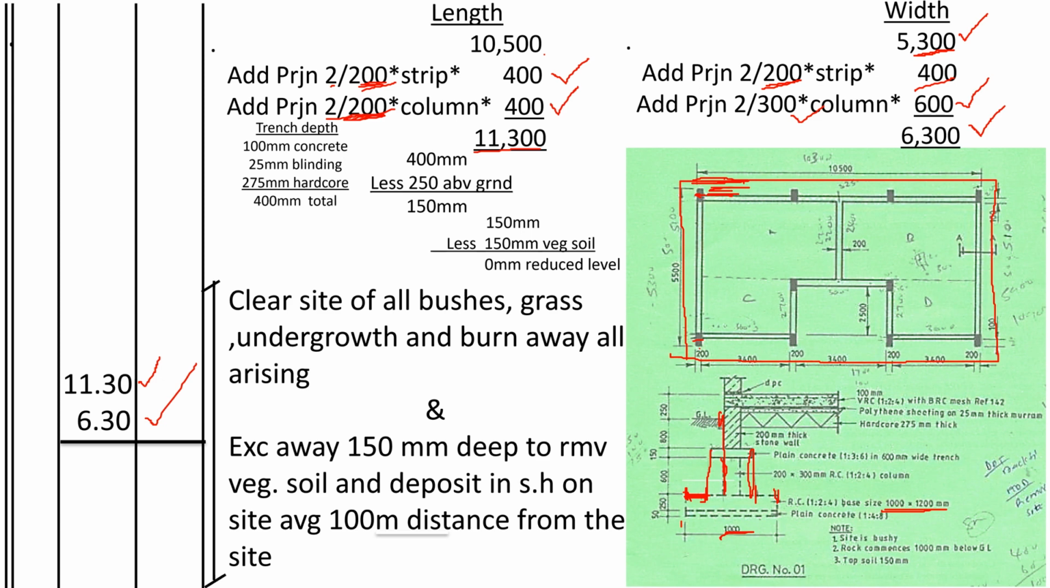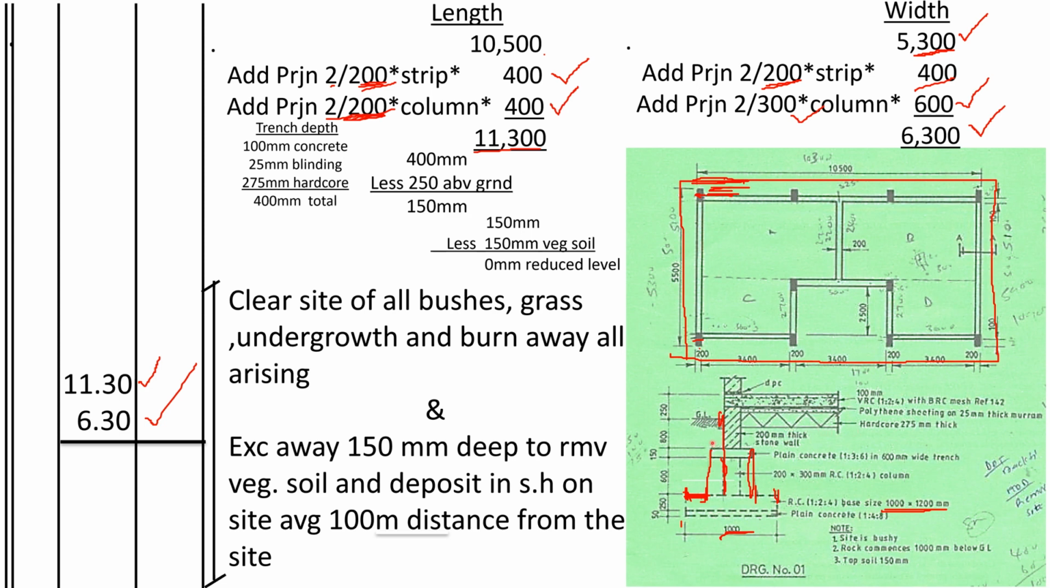So we shall clear the site of all bushes, grass, undergrowths, and burn away all arising. Alright, so the next step, we shall reduce the level up to where we can lay the hardcore. How do we know how much depth we shall reduce the level, and if it is necessary? This is how we test.